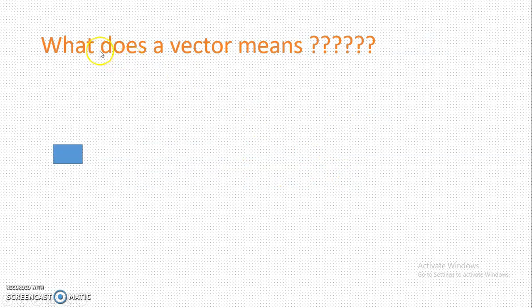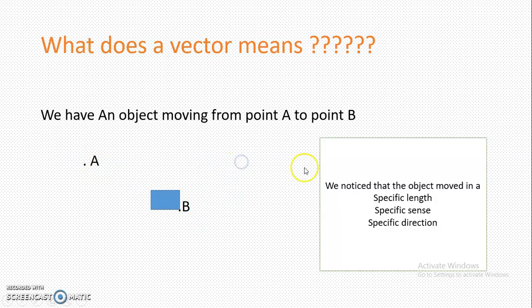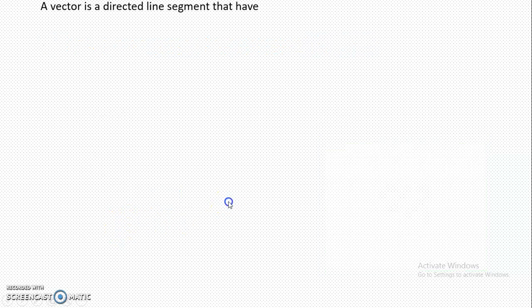First we're gonna start with what a vector means. Suppose that we have an object moving from point A to B. As we saw, the object moved a specific length from point A to B, in a specific sense from A to B, and a specific direction. The path drawn from A to B, we call it a vector. Notation: AB with an arrow above it to the right.